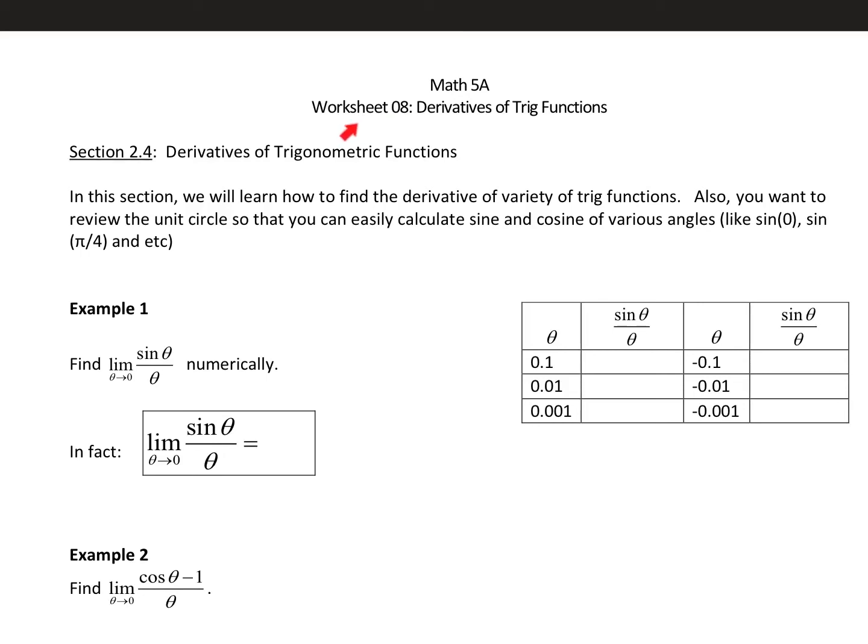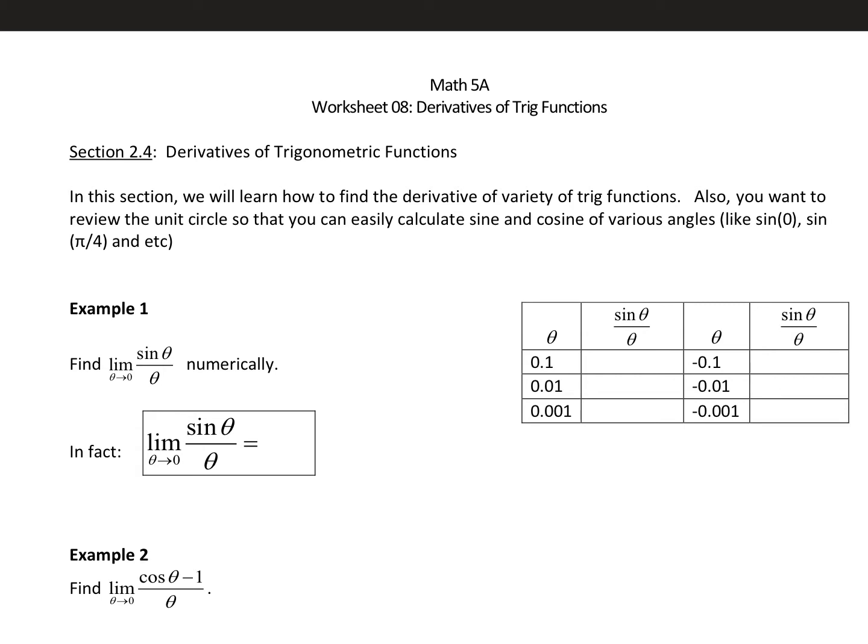All right, welcome to worksheet number 8, derivative of trig functions. This corresponds to the book section number 2.4. Last few sections we talked about how to find the derivative of different functions like x squared, x plus 1, whatever, 1 over x. Here we'll learn how to find the derivative of various trig functions, like sine, cosine, and tangent, and all that stuff.